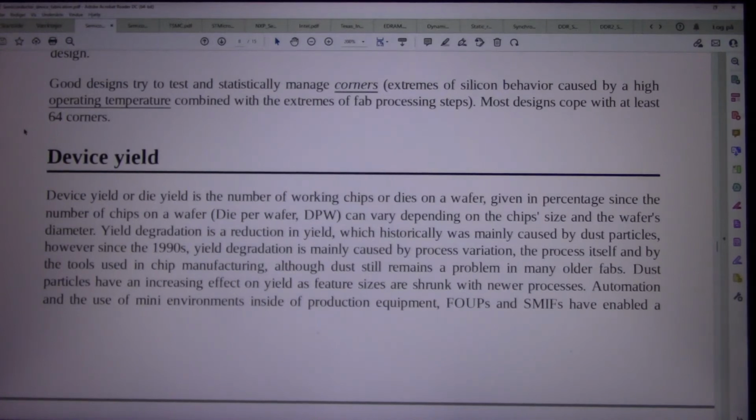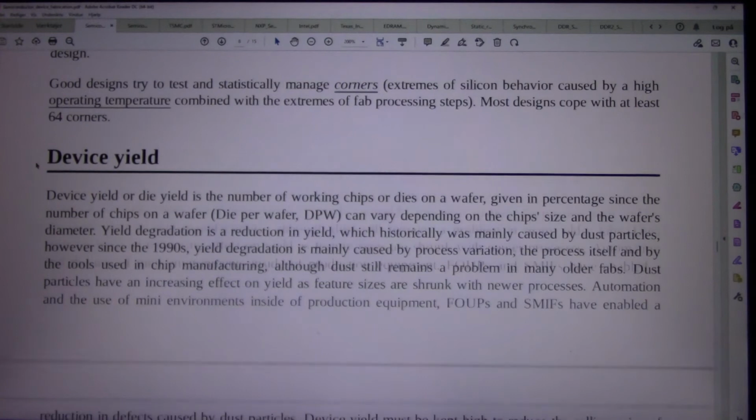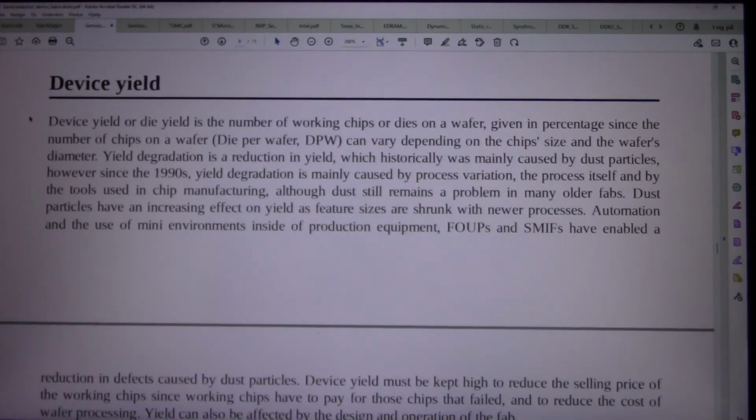Device yield. Device yield or die yield is the number of working chips or dies on a wafer, given in percentage since the number of chips on a wafer, die per wafer, DPW, can vary depending on the chip's size and the wafer's diameter. Yield degradation is a reduction in yield, which historically was mainly caused by dust particles.